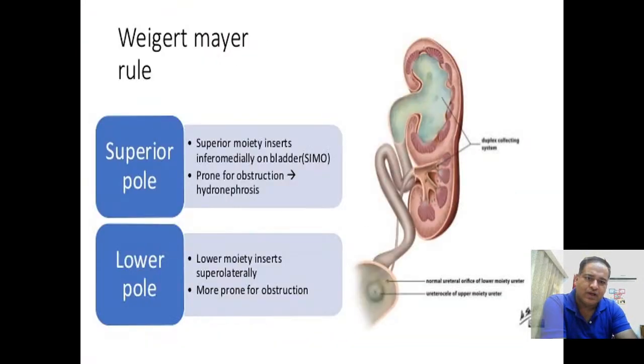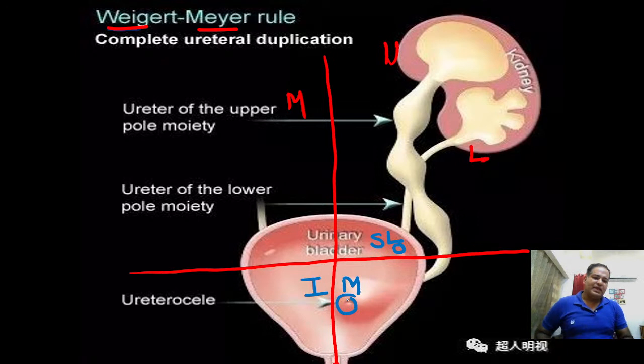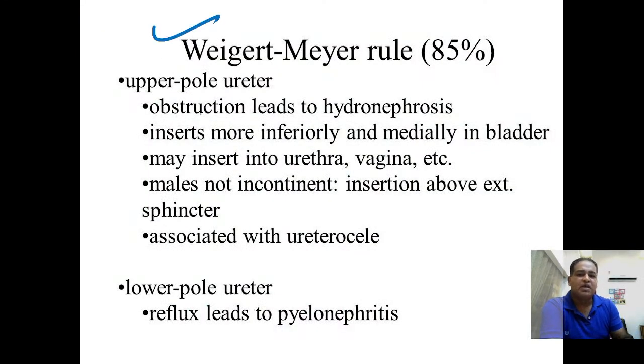Let me show you another diagram. Fine, this is the only diagram I have. This is where the lower ureter is draining, and this is where the upper ureter is draining. Fine. This is the Bhagat-Meyer rule. The upper pole ureter will insert more inferiorly and medially into the bladder.